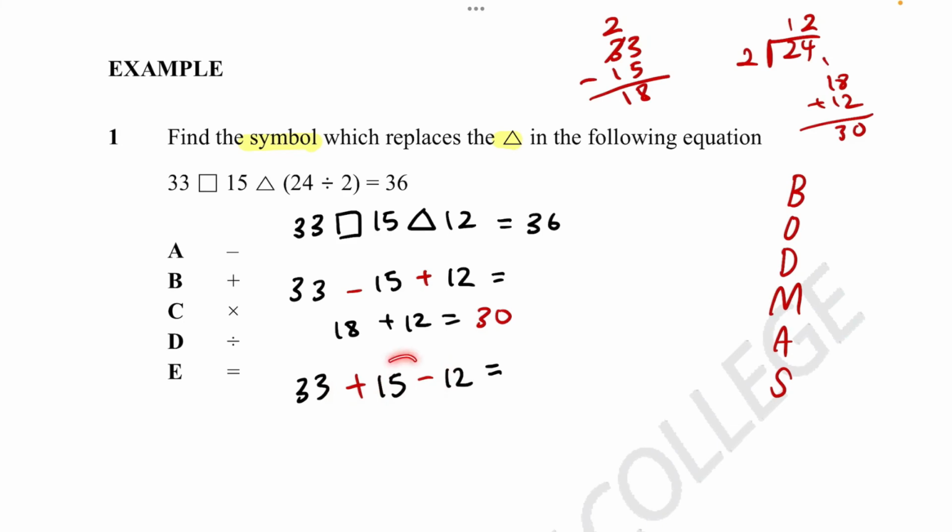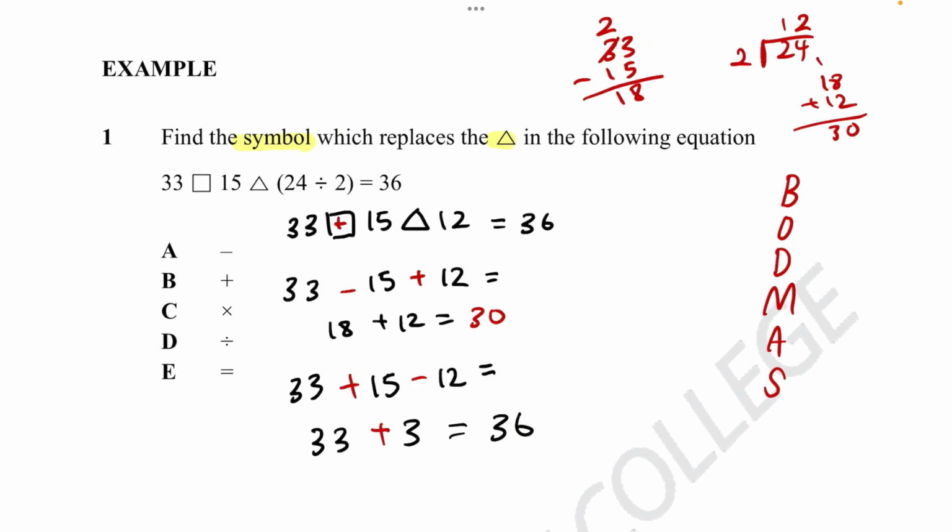So for example, 15 minus 12 is much more manageable than 33 plus 15 to do on top of your head, because we clearly know 15 minus 12 would just be 3. So in this case, we can just quickly do this, which will be 3. So it will be 33 plus 3, which equals 36. So that's correct. Therefore, the missing symbols would be plus and minus. Therefore, the triangle would be a minus, and A would be the answer.